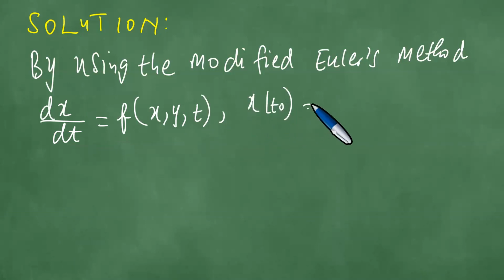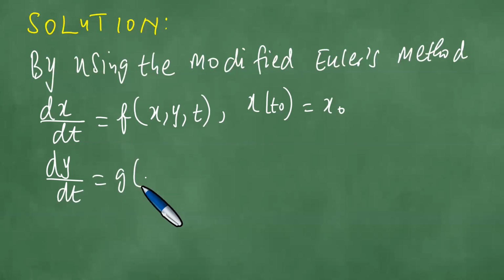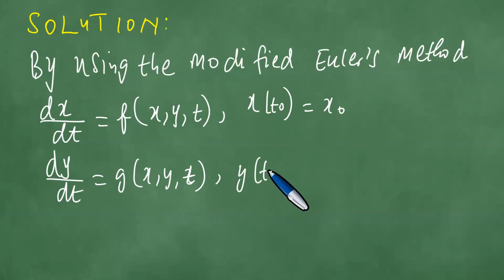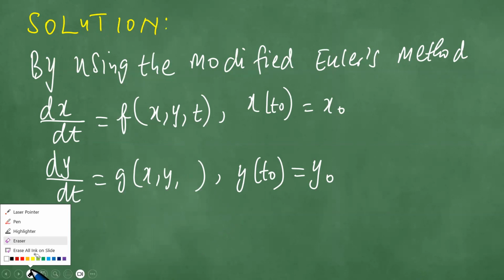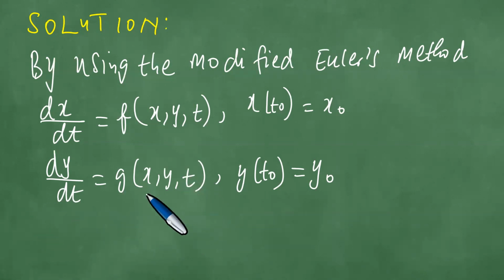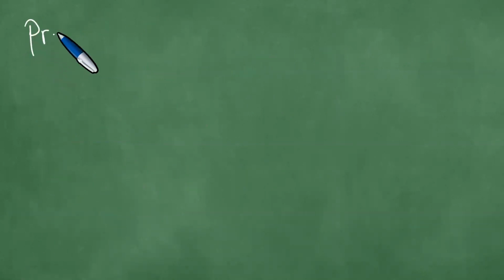X of t0 is x0. Dy/dt is g of x, y, t, and y at t0 is y0. Like so. So with that in mind, we begin as follows, as we did over the past couple of days, like yesterday.